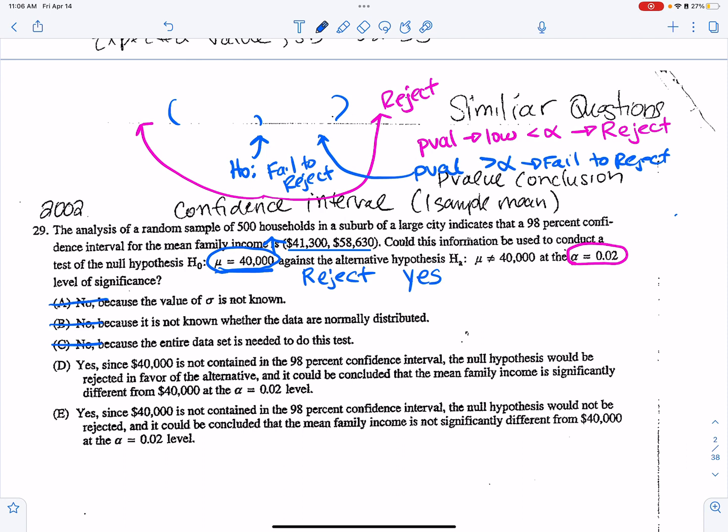So it's either yes, it's contained in the interval, or not contained in the interval, 98%, so everything's the same. And then let's look and see. This one says the null hypothesis would be, and this says the null hypothesis would not be. That's the only difference. So we know that we reject when it's not in the interval.